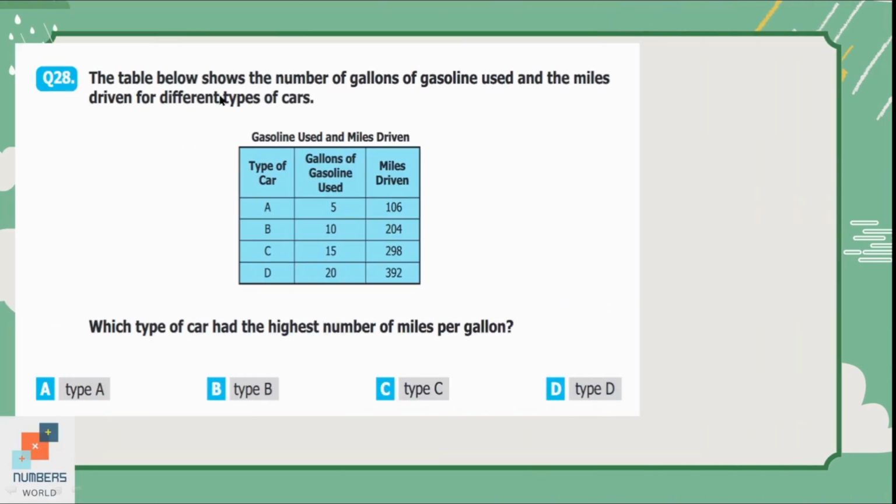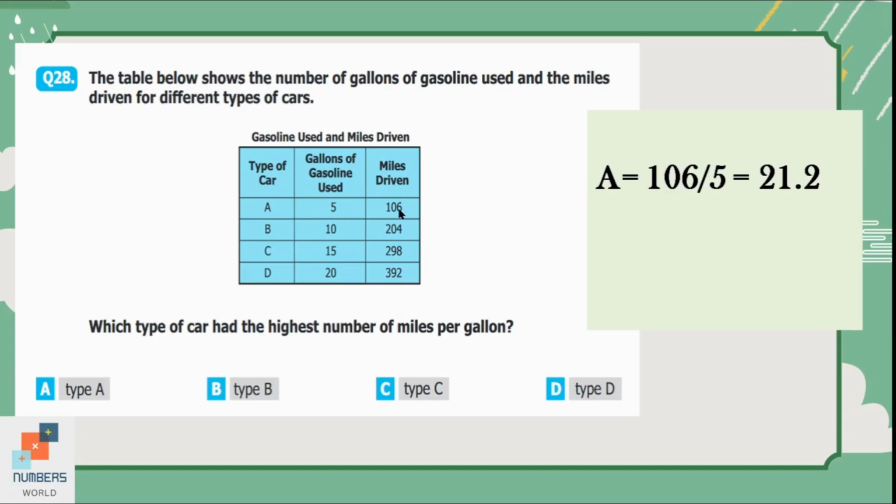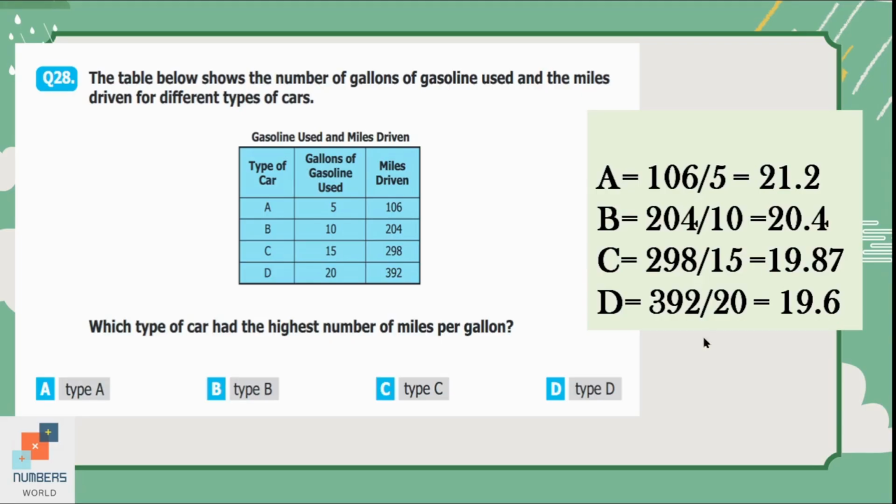Question number 28. The table below shows the number of gallons of gasoline used and the miles driven for different types of cars. Which type of car had the highest number of miles per gallon? To calculate that, we have to divide the number of miles that a car has driven by the number of gallons of gasoline used. So let's calculate it for A first. 106 divided by 5 is equal to 21.2. Similarly, we will calculate it for the rest of the cars. So here we can clearly see the value of car A is highest of all, which is 21.2. So option A is the correct one. Type A had the highest number of miles per gallon.